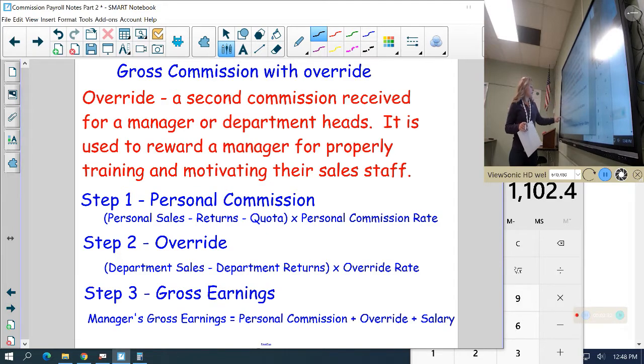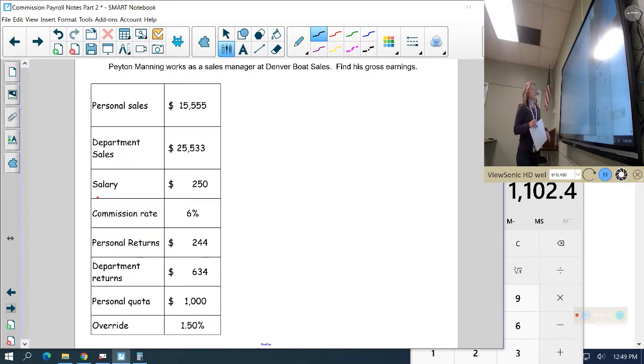So here are the steps. There are a couple examples that we're going to do. Here are the steps for a commission with an override. There are 3 steps, and sometimes it can get tricky, so you have to make sure and follow these steps. Let's do the first example. Peyton Manning works as a sales manager at Denver Boat Sales. Find his gross earnings if these are all the things.